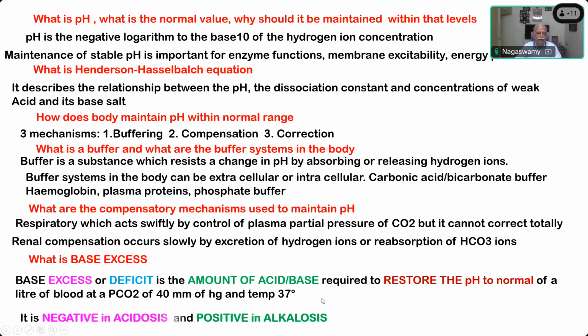So it will be negative in acidosis. That is, bicarbonate will be washed out. So you always get a negative value, which some people call as base deficit. And you get a positive value in alkalosis when bicarb is very high. Okay. Right.